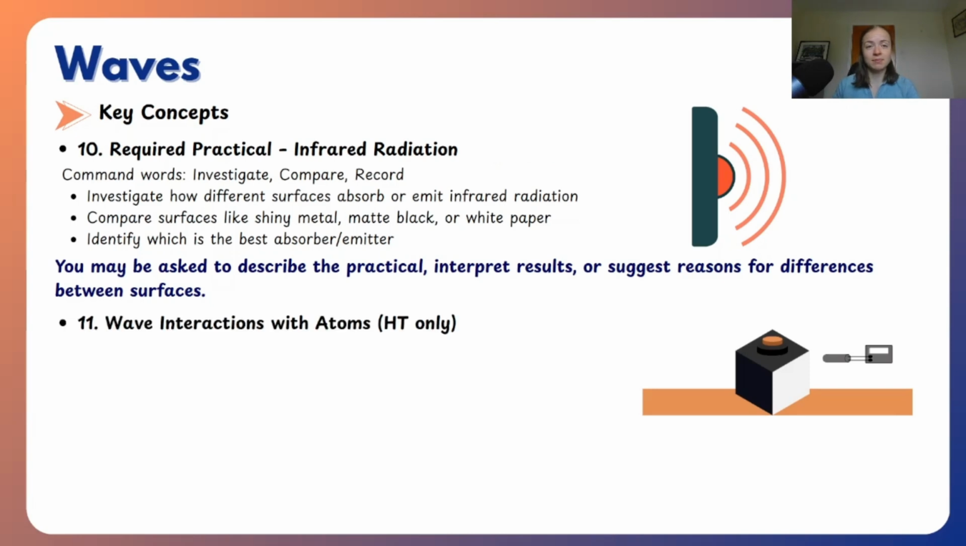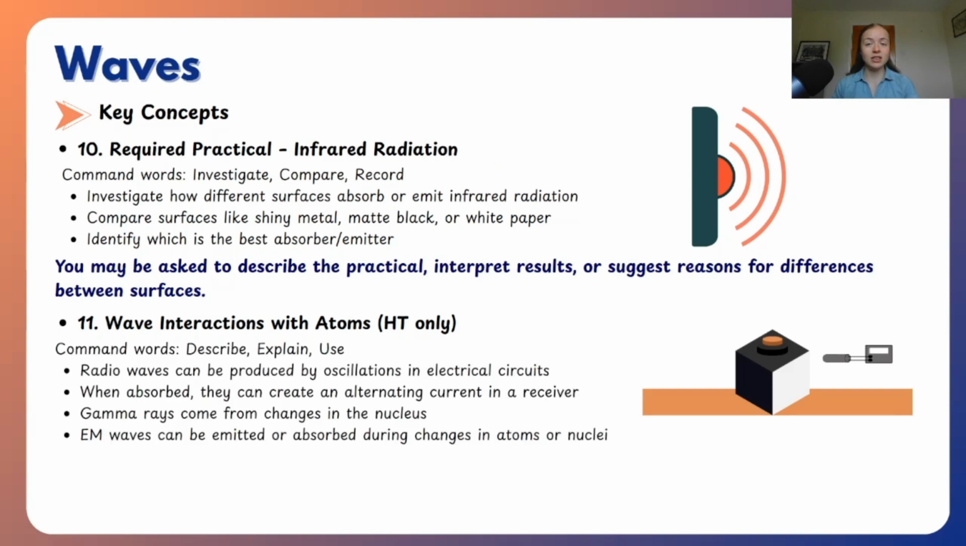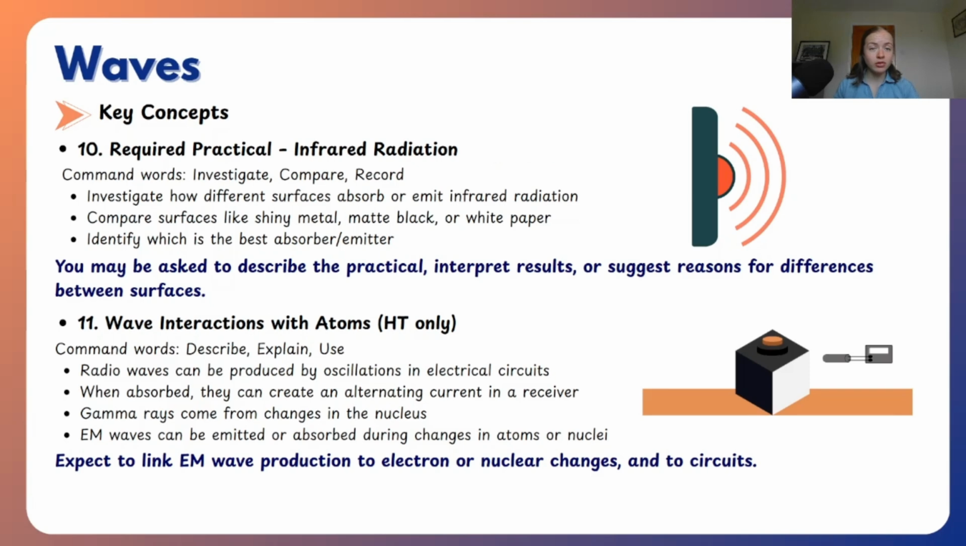In our previous slide, if you're a higher tier only student, you also need to be able to describe wave interactions with atoms. So the idea that radio waves can be produced by oscillations in electrical circuits, and when they're absorbed, they can create an alternating current in a receiver. Gamma rays, another example, can come from changes in a nucleus, and electromagnetic waves can be emitted or absorbed during changes in atoms or nuclei. So those are the key concepts in wave interactions with atoms.